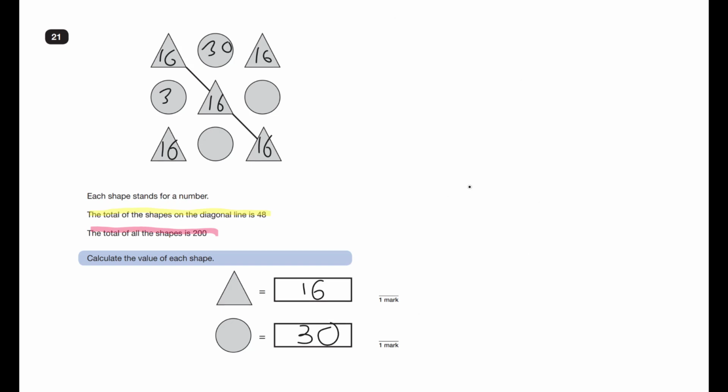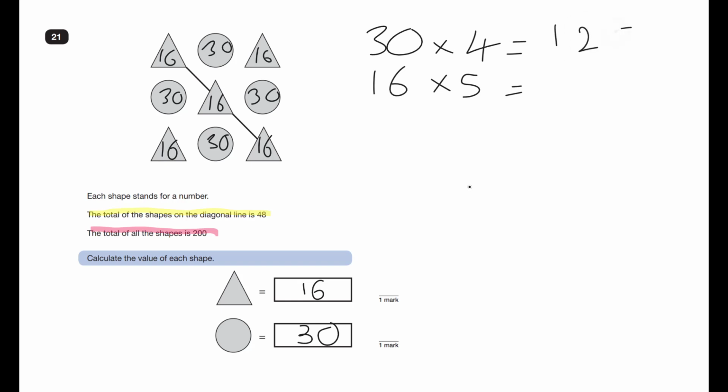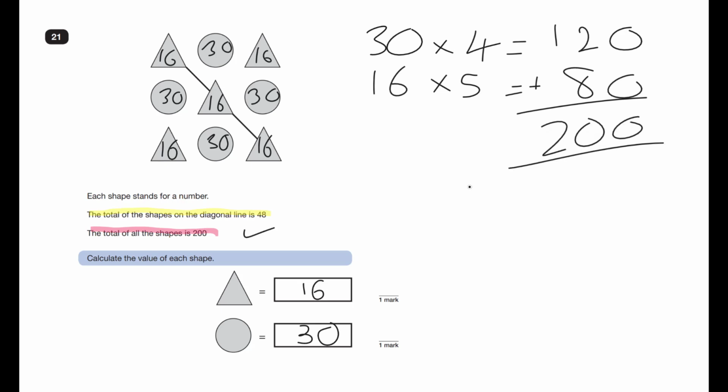30, 30, 30, and 30. So 30 times 4 and 16 times 5. So we know that was 120, that was 80, add them together and you get 200. So we know that that works, and there you go.